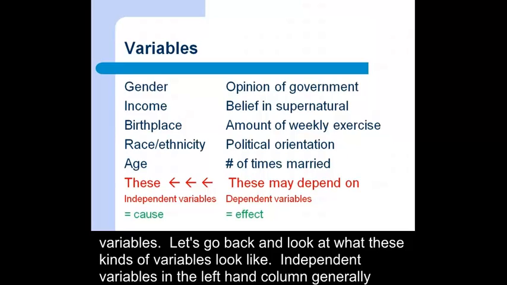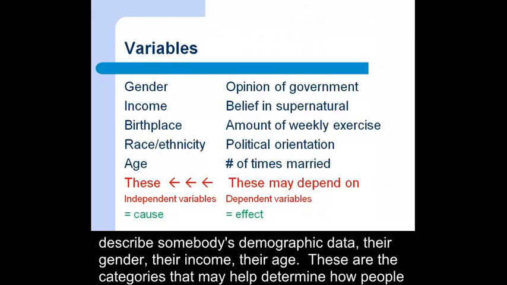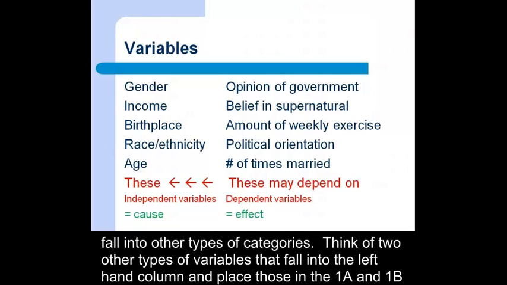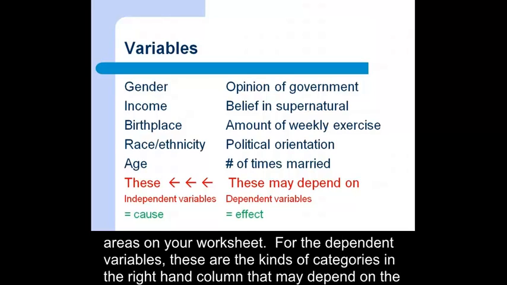Independent variables in the left-hand column generally describe somebody's demographic data: their gender, their income, their age. These are the categories that may help determine how people fall into other types of categories. Think of two other types of variables that fall into the left-hand column and place those in the 1A and 1B areas on your worksheet.